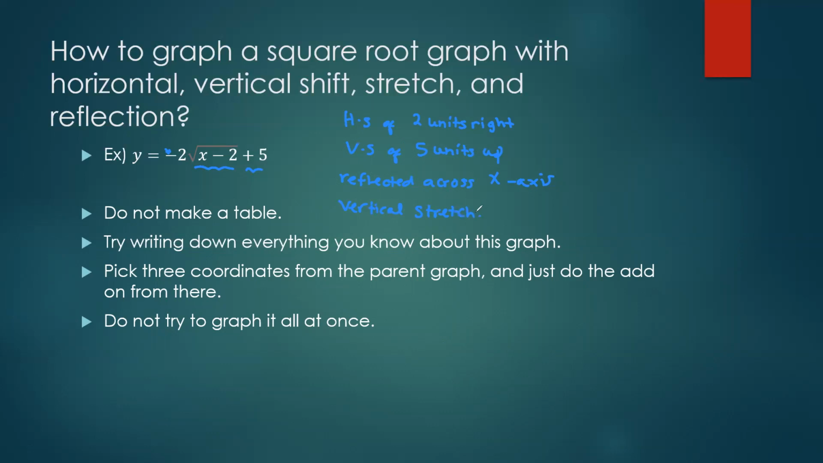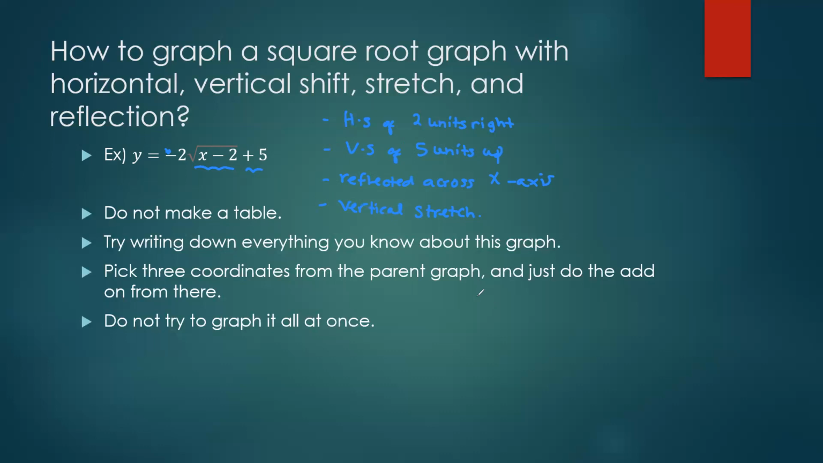Okay, so how would you graph this? Do not make a table. I mean, you can if you really want to, but it's hard because the domain is no longer all real numbers, so you can't just use any x values you would like. There are restrictions, so I wouldn't recommend making a table. What I would do is write down everything you know about this graph. That's very helpful. And then pick 3 coordinates from the parent graph.